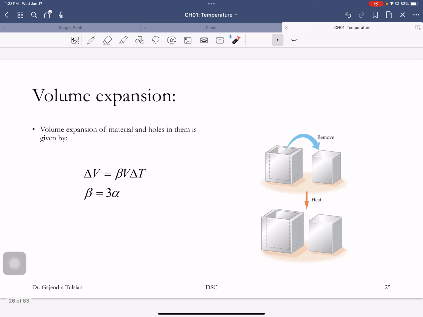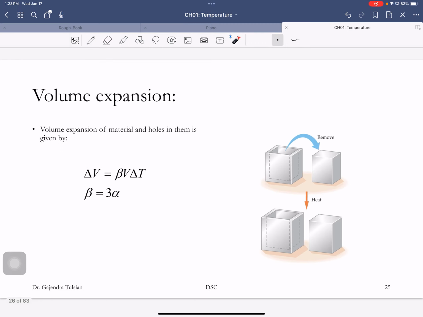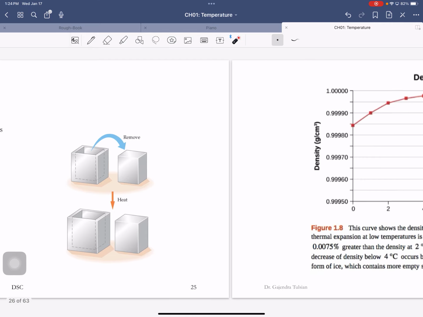All right, so again, gaps. Area expansion is 2 alpha times A times delta T. Volume expansion is 3 alpha. Beta is 3 alpha, so the volume expansion is beta times original volume times rise in temperature. So again, when you heat something, the average distance between atoms increases, and so you have length increase, area increase, and volume increase.